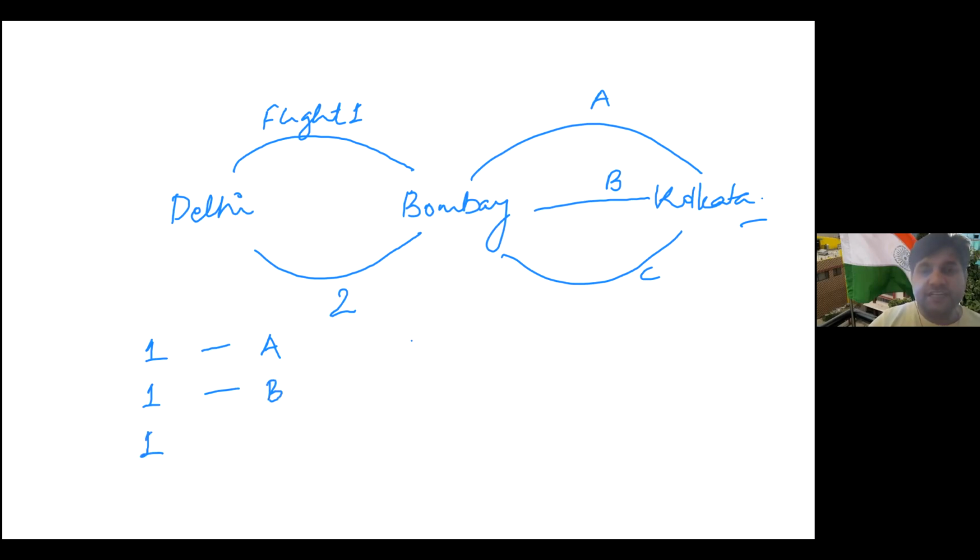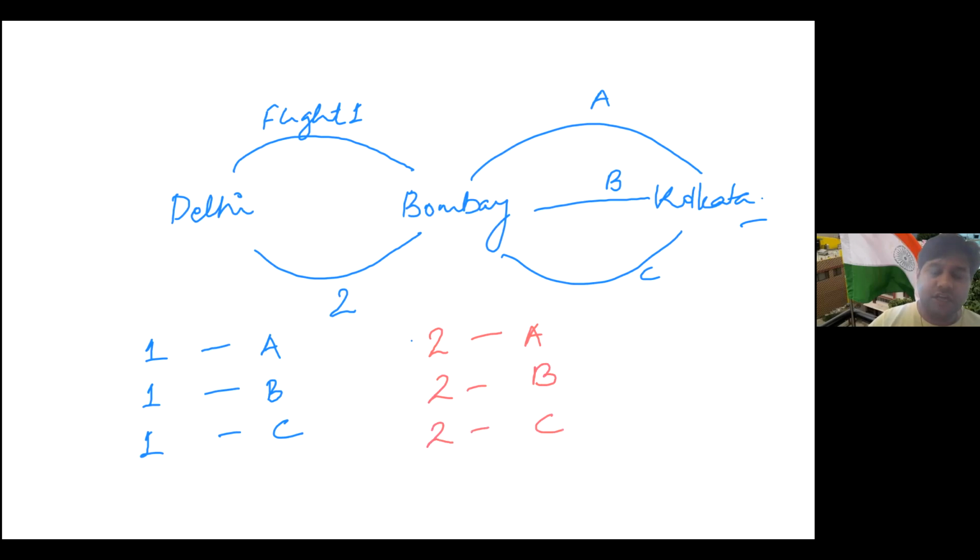Once again, we use flight 1 from Delhi to Bombay, and then from Bombay, we use flight C. Is there any other way using flight 1 that we could have reached from Delhi to Calcutta? The answer is no, because from Bombay to Calcutta, we have taken all the options. Okay, now let's see, what if we had used flight 2 to reach Delhi to Bombay? We have taken flight 2, and then from Bombay, we will take flight A, or we will take flight B, or we will take flight C.